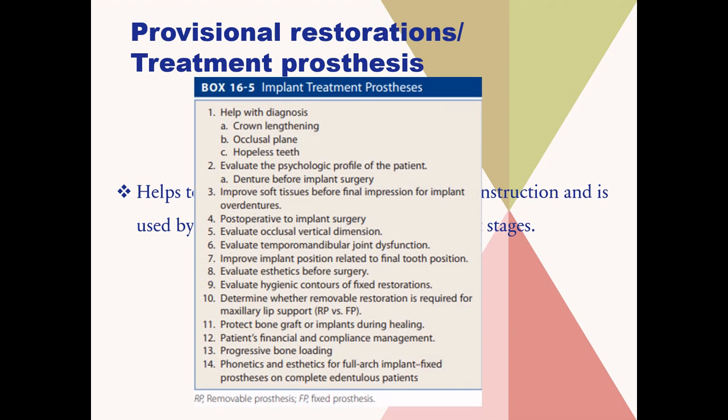The first use is that it helps with diagnosis. The treatment prosthesis may correct the existing occlusal plane, identify the extruded teeth and indicate whether endodontic therapy, crown lengthening or extraction is required to complete the final treatment plan. Again, it evaluates the psychological profile of the patient. It improves or conditions the soft tissue before the final impression of implant. It evaluates occlusal VD, TMJ issues, aesthetics, phonetics, hygiene, etc. And again, it helps in progressive bone loading and also protects the bone graft or implants during healing.